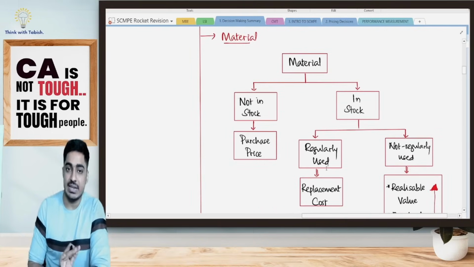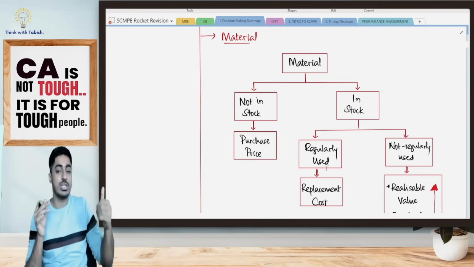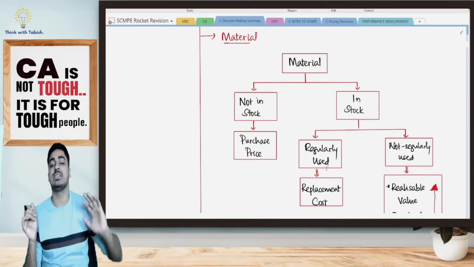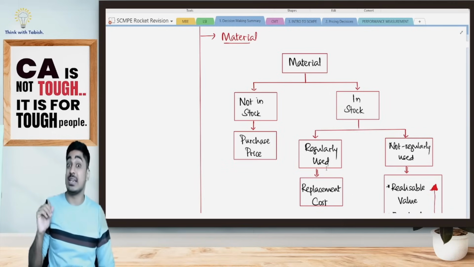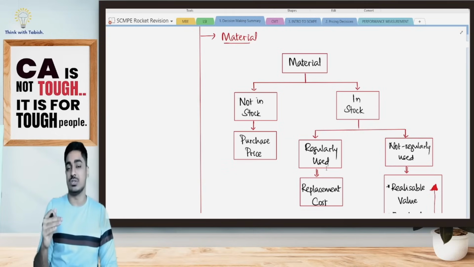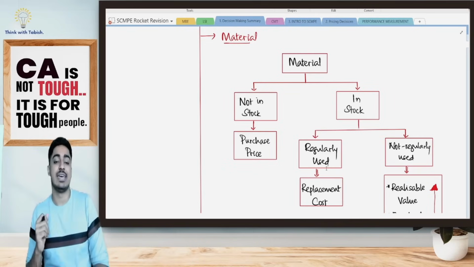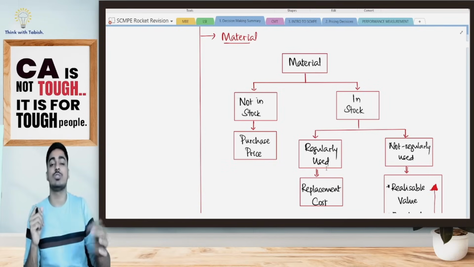Now, for different costs, what is relevant? In case of material, either my material is not in stock or it is in stock. If it is not in stock, I have to purchase. So my purchase price is relevant. If it is in stock, I'm asking, is it regularly used or not regularly used? If it is regularly used, if I use it here, I'll have to replace that. So my replacement cost becomes relevant. Generally, my purchase price and replacement cost will be one and the same.